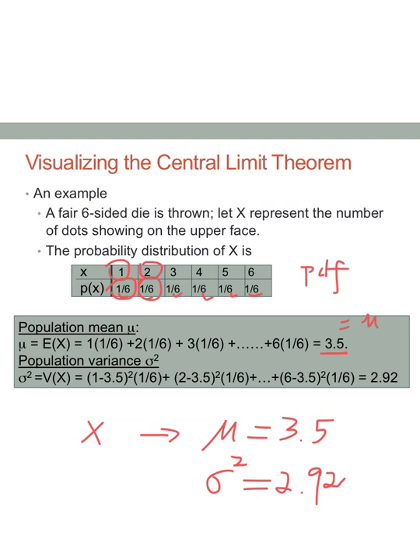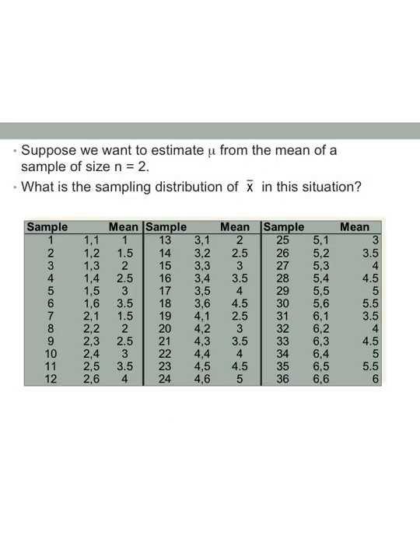Okay, so it's a very good practice. You can try it by yourself. So now we know the population information, and the standard deviation is the square root of 2.92. So we have the population mean, the population standard deviation, the population variance. In the previous slide, we know the value of x is equal to 1, 2, 3, 4, 5, 6. And for these 6 numbers, that is our population.